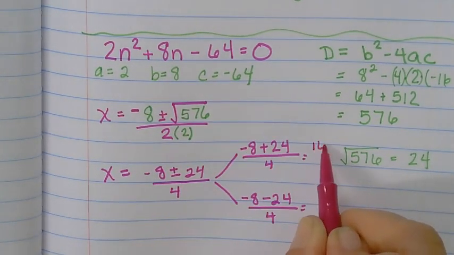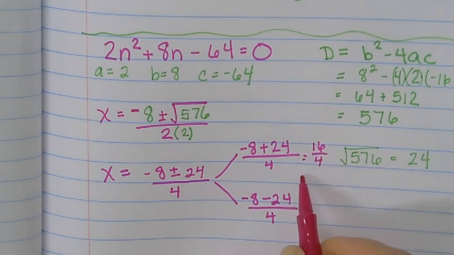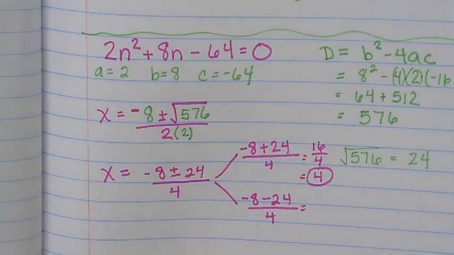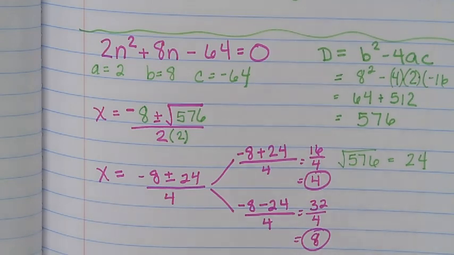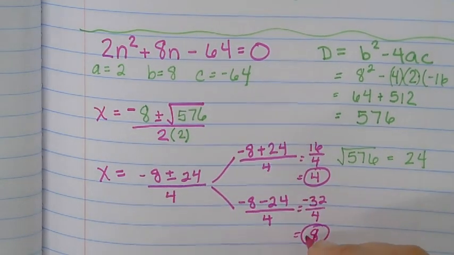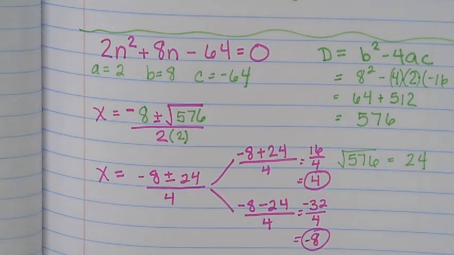So this is 16 over 4, which is 4. Then the next one is going to be 32 over 4, which is 8. So your two solutions there are 4 and 8. Let's check it. Make sure you're paying attention.